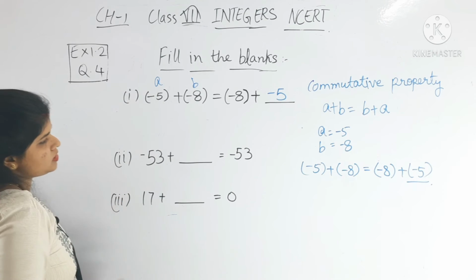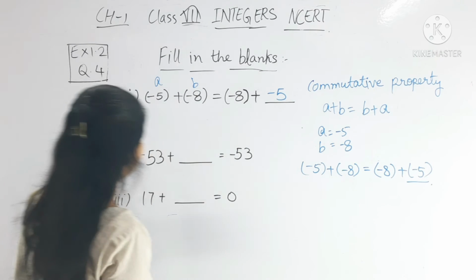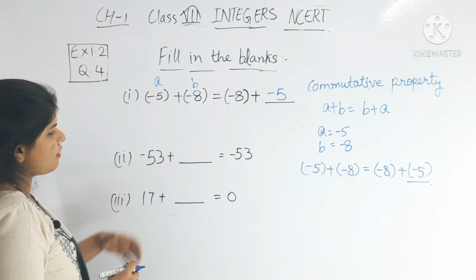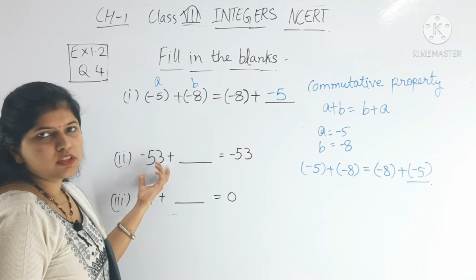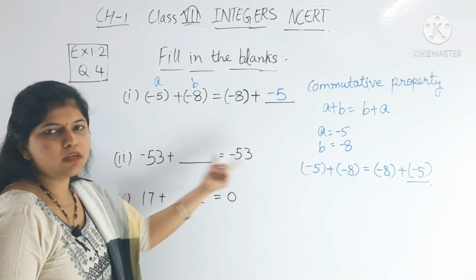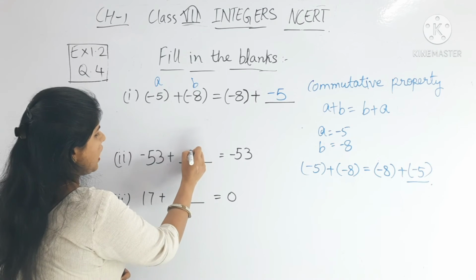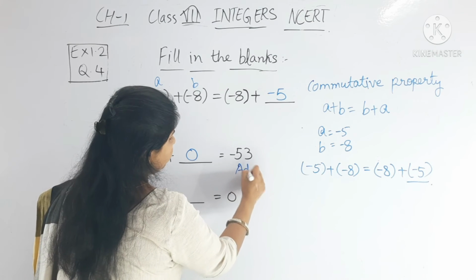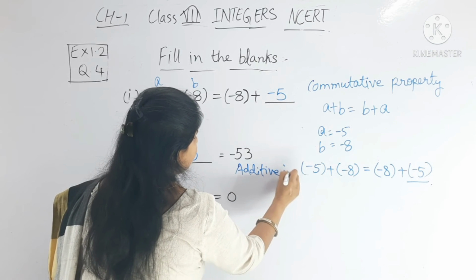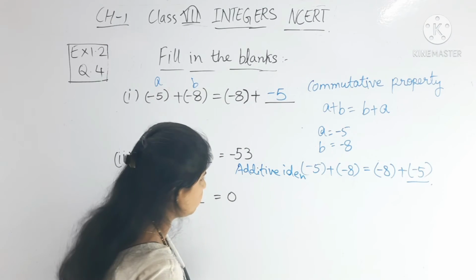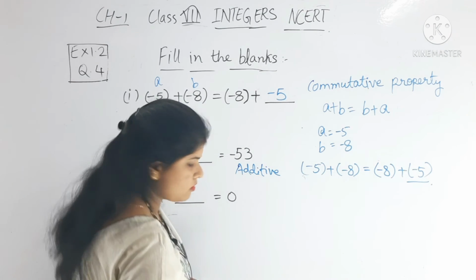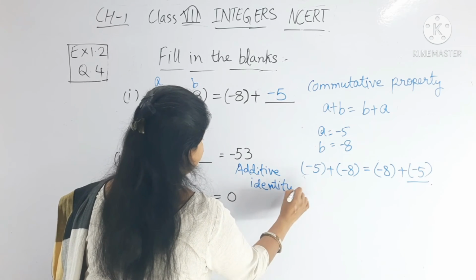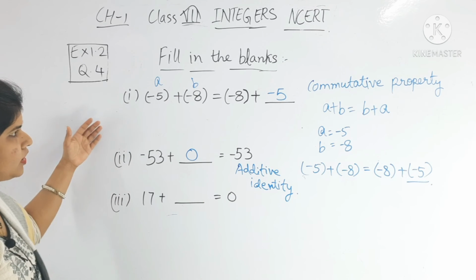Now the second question is minus 53 plus dash equal to minus 53. So what we have to add with minus 53 to get the same number? We know that if we add 0, we will get the same number. That is the additive identity property. So this is the simple fill in the blanks.